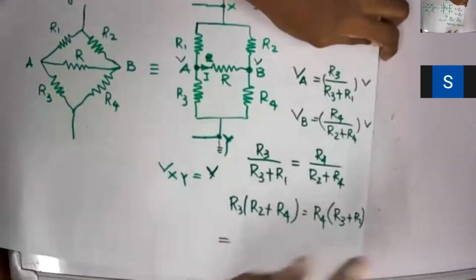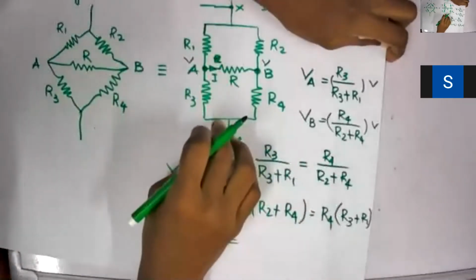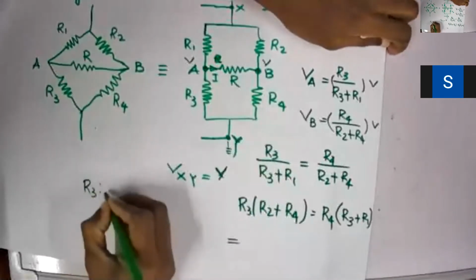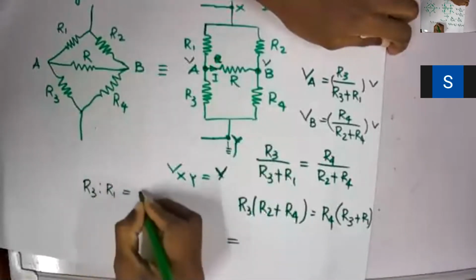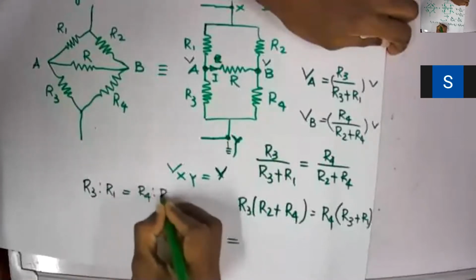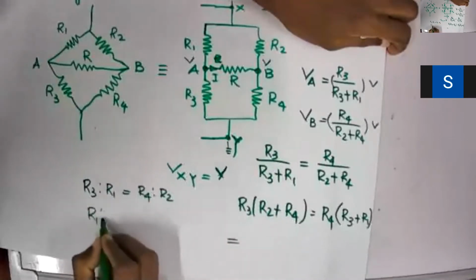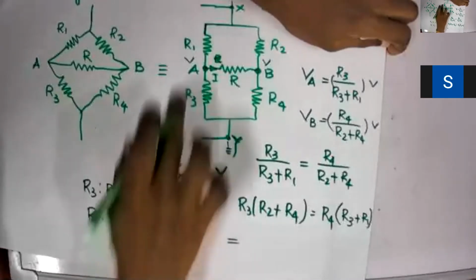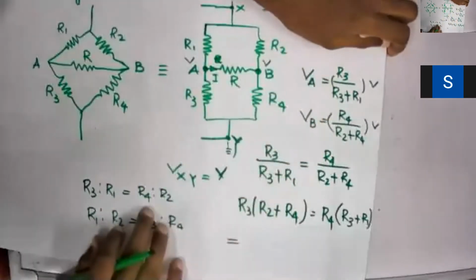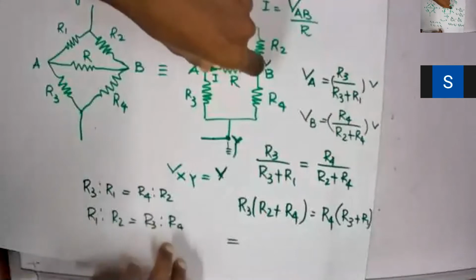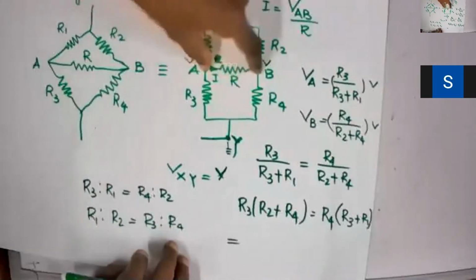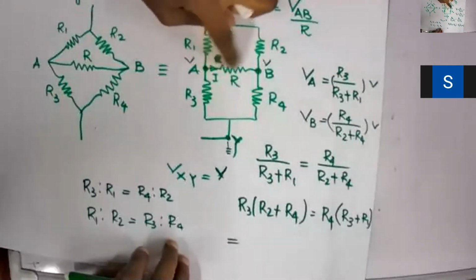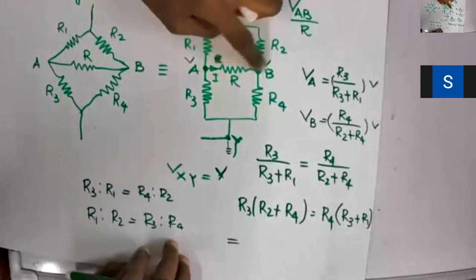So if the circuit needs to be balanced, then I could say R3 is to R1 should be equal to R4 is to R2, or R1 is to R2 equals R3 is to R4, right? This is to this one. All right, so anything will be okay. Then this voltage will be equal as they are potential dividers, and then there will not be any current. If the circuit is balanced, there will not be any current through the connecting branch, right?